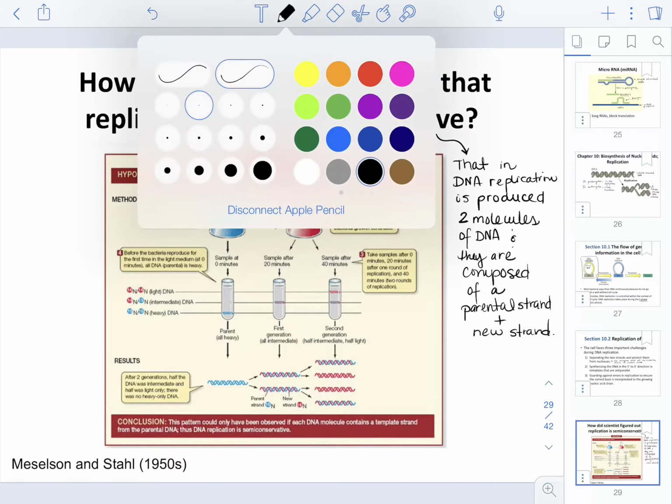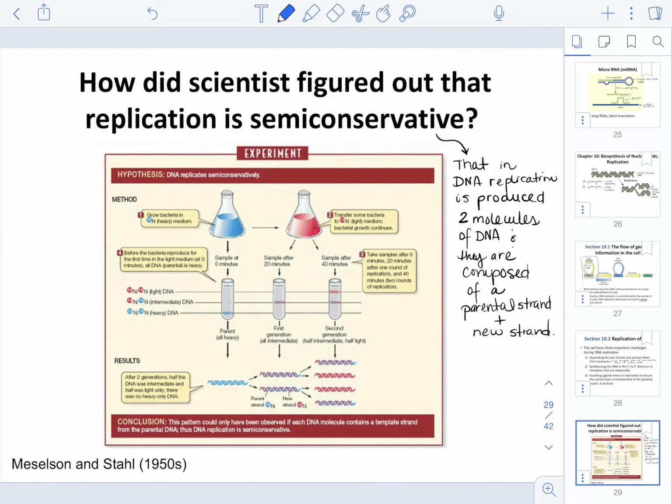So in the experiment, what they did is that they had a culture of bacterial cells that was grown in nitrogen 15 medium. What that means is that because nitrogen is utilized in the biosynthesis of nitrogenous bases, this nitrogen 15 will now be incorporated into the nitrogenous bases of the DNA of this bacterium. Now, they transferred some of that N15 bacteria into a flask that had a different isotope for nitrogen, which in this case was nitrogen 14. And they allowed the bacteria to grow.